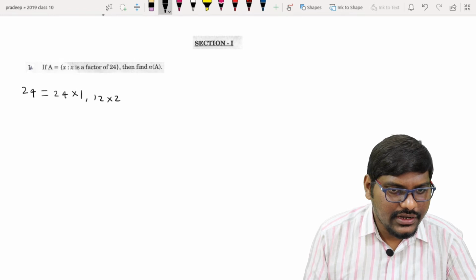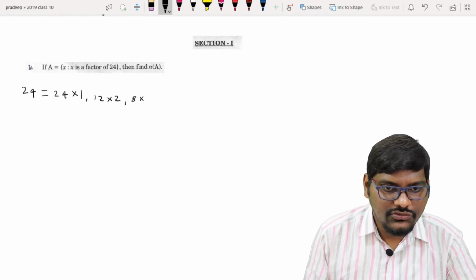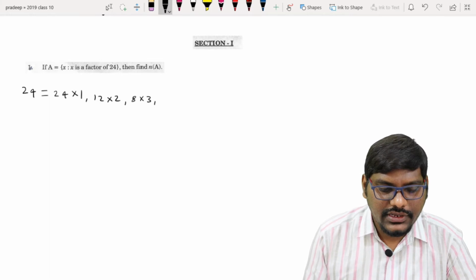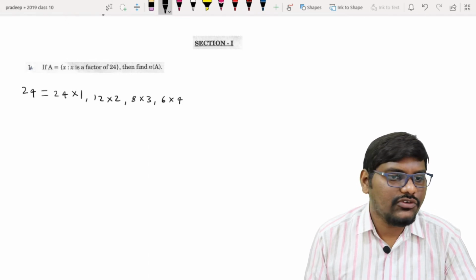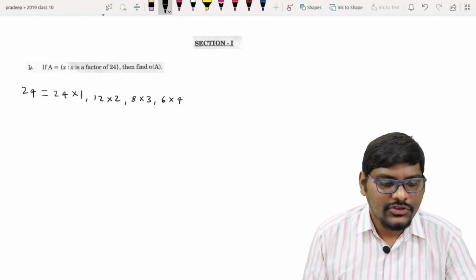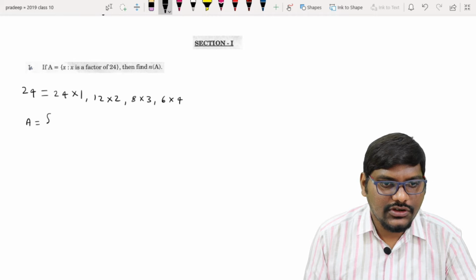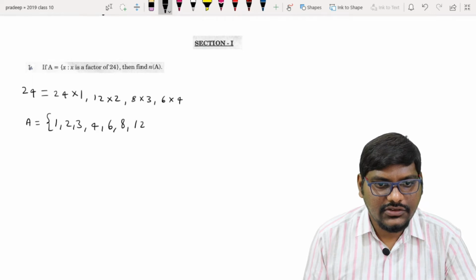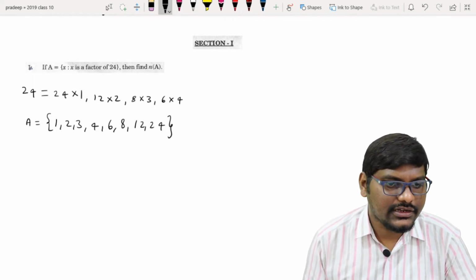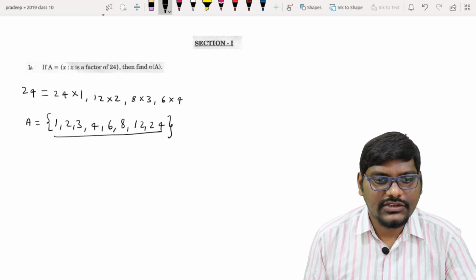So we can simply write the next factor as 8 into 3, 8 threes are 24. We can also write 6 into 4 as 24. So these are all the multiples of 24, nothing but the factors of 24. So we'll write in the form that is A is equal to, so first factor is 1, second factor is 2, third is 3, and next is 4. Then 6 is the factor, then 8 is the factor, 12 and 24 is the last factor. So these are all the factors for 24.